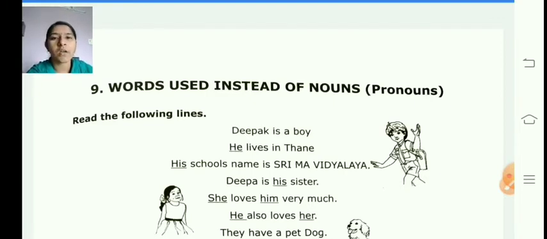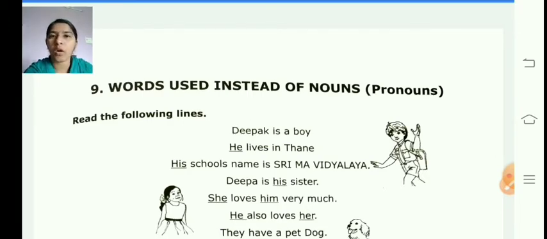Okay, children. In today's class I'm going to do a chapter from grammar, that is pronouns. I have sent you the PDF of this chapter also, so I'm using the same thing for you, so that it will be easy for you to do it by yourself, right, children? So we'll start the chapter. Words used instead of nouns. So we are going to use pronouns instead of nouns.